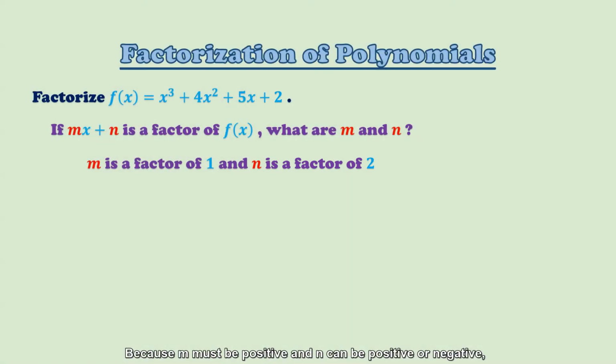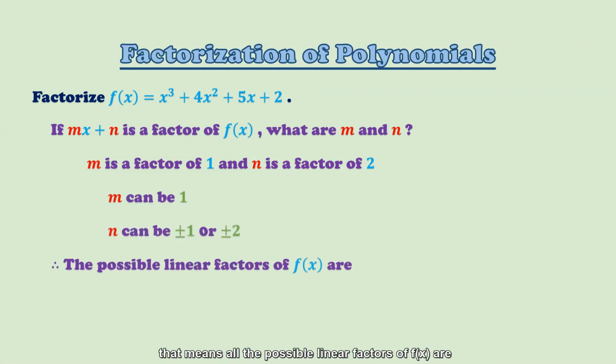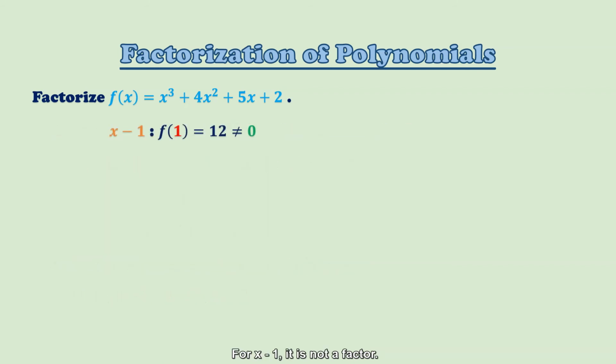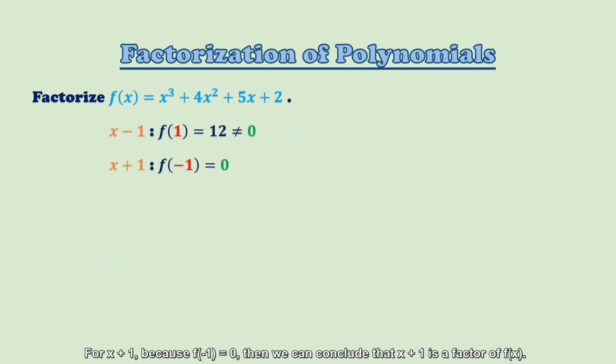Because m must be positive and n can be positive or negative, all the possible linear factors of f(x) are x + 1, x - 1, x + 2, and x - 2. And now we should apply the factor theorem to check these possible linear factors one by one. For x - 1, it is not a factor. For x + 1, because f(-1) is equal to 0, we can conclude that x + 1 is a factor of f(x).